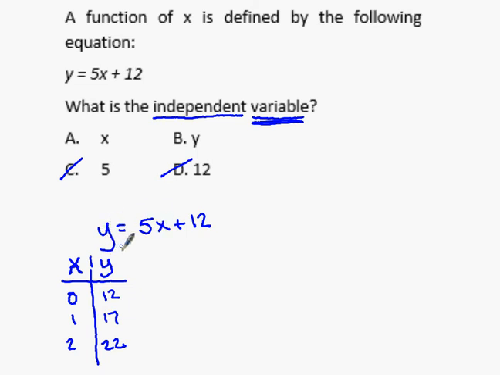Well, if you think about what we're doing here, we are creating a situation where y, the value of y, is completely dependent upon whatever we plug in for x. So if y is dependent upon x, then y must be your dependent variable. And if y is the dependent variable, then that would make x the independent variable. So in this expression, y equals 5x plus 12, x is your independent variable.